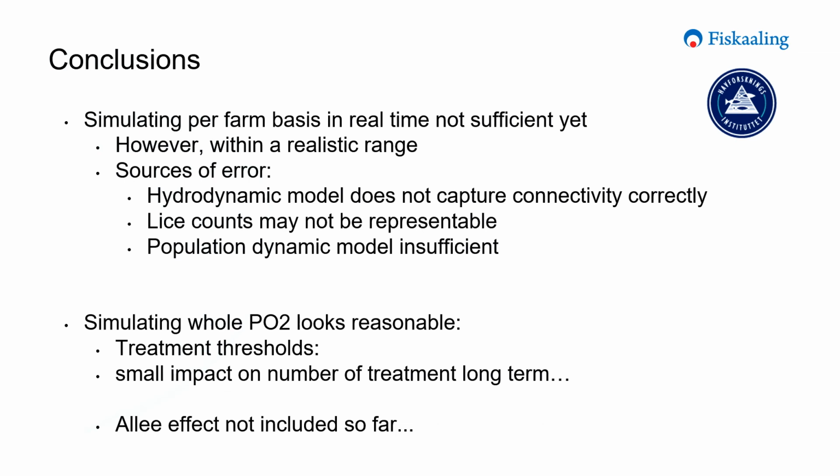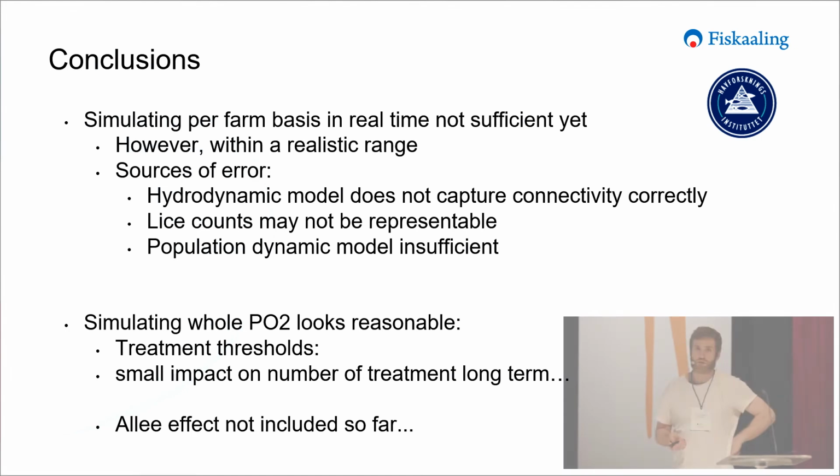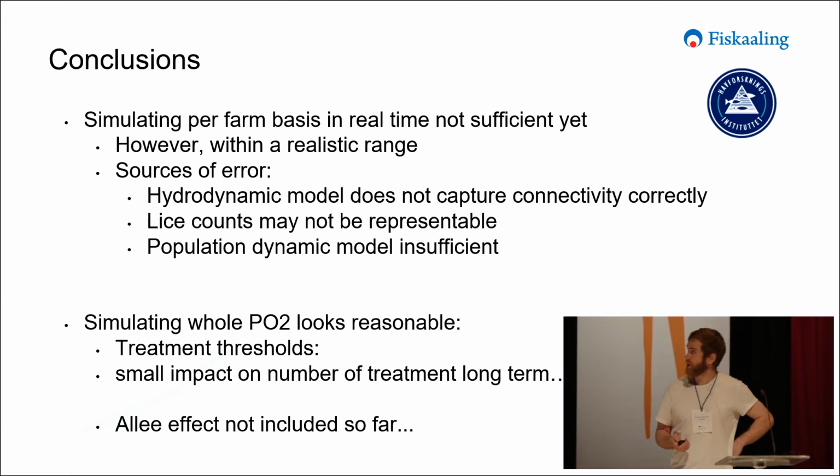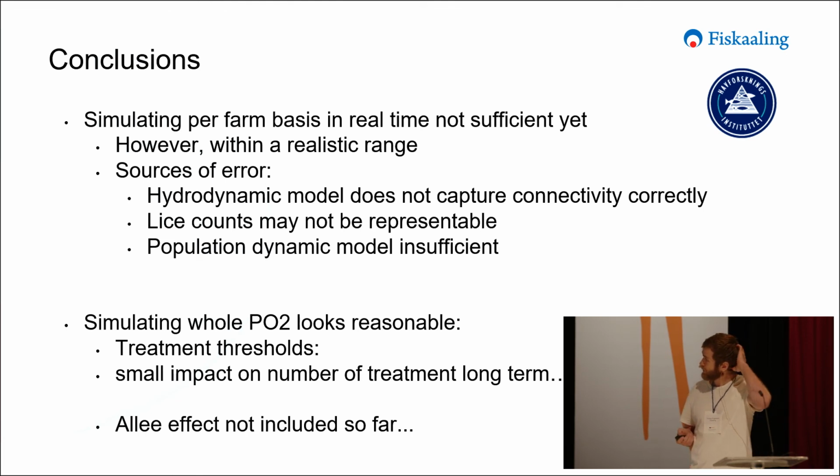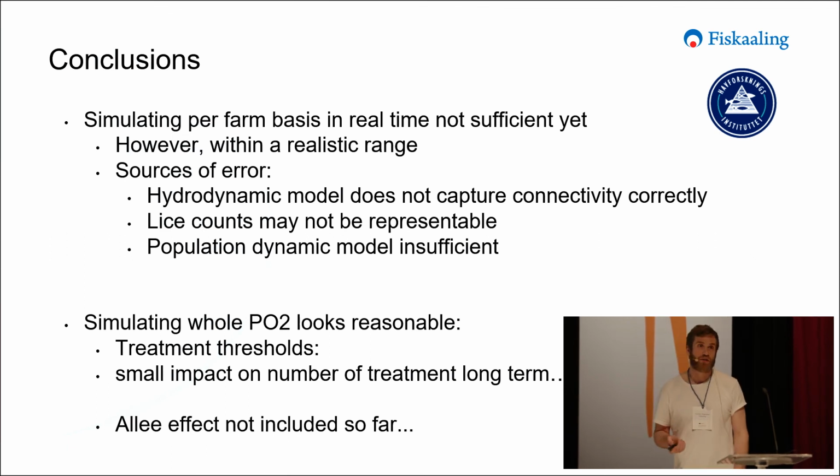So in conclusion, simulating dynamics on a per farm basis in real time is maybe not sufficient yet, but we believe we are within a realistic range. If we look at some sources of error, it's really hard to pinpoint. It could be that a hydrodynamic model doesn't capture connectivity correctly. It could be that the lice counts may not be representative. And it could be that a population dynamic model is insufficient, or it could be a combination of all three.